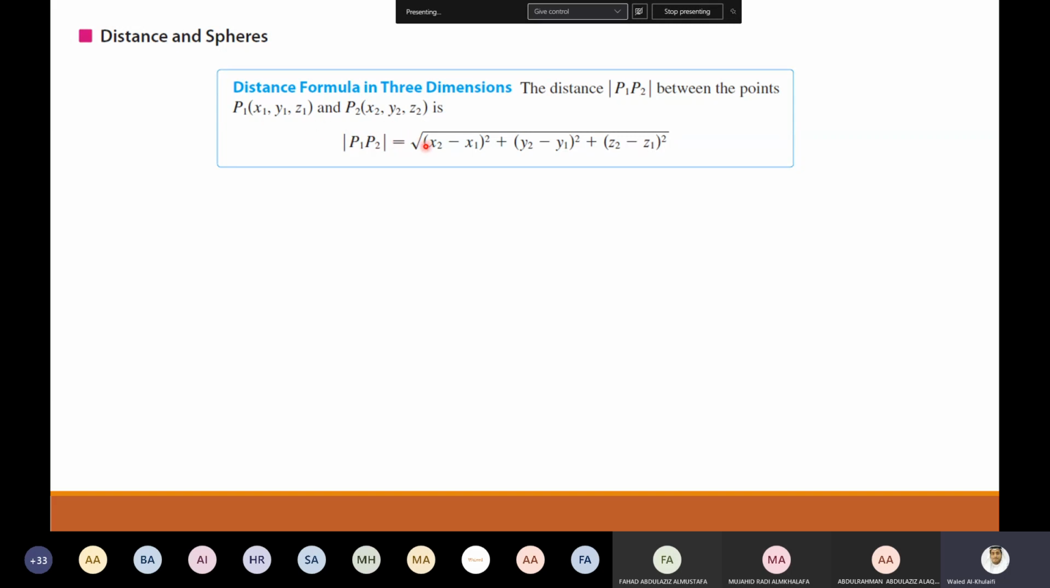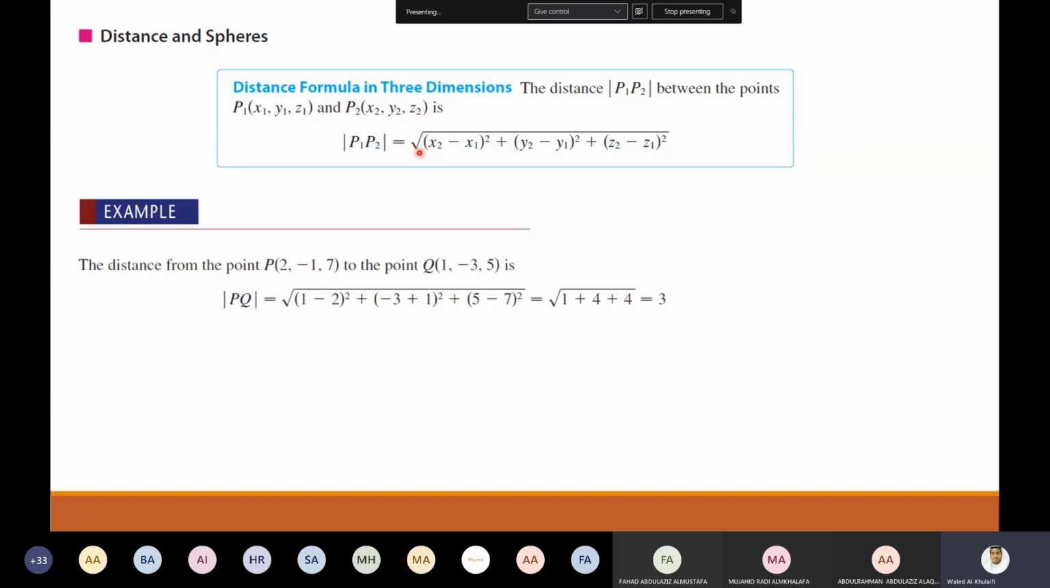It will be like as you do in the 2-dimensional space, but you add this term. So it will be the square root of the difference of x-coordinates squared plus the difference in y-coordinates squared plus the difference in z-coordinates squared. It's very similar to the 2-dimensional space, and I think you've taken this before. It's not your first time.